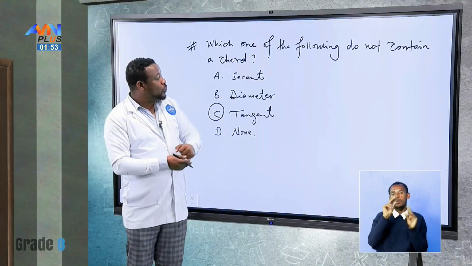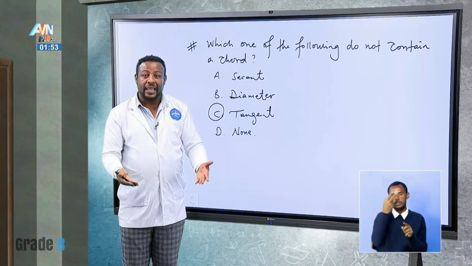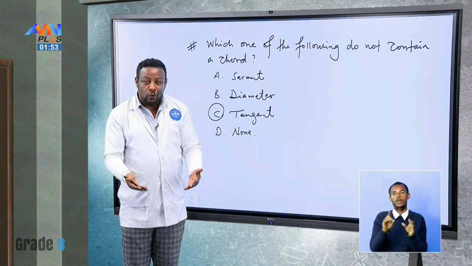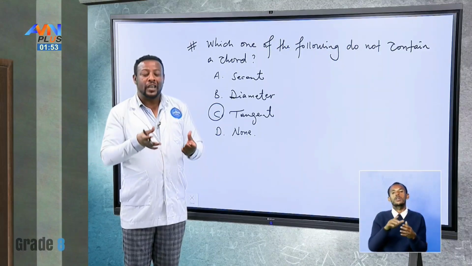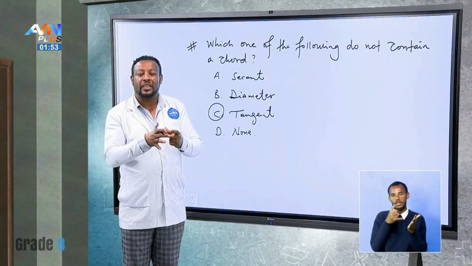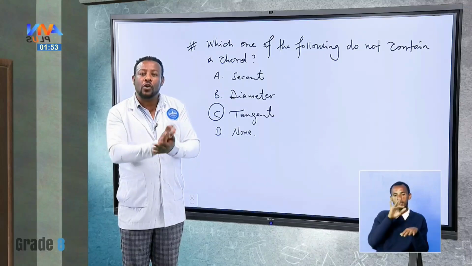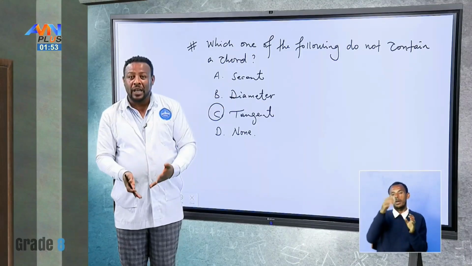When you come to the B part, in B it says diameter. As you all know, diameter is the longest chord passing through the center, so it has a possibility of containing the chord. So A and B cannot be the answer.